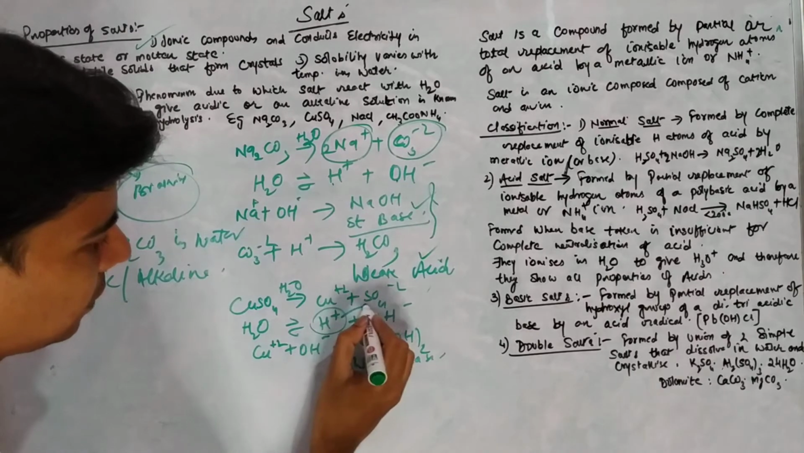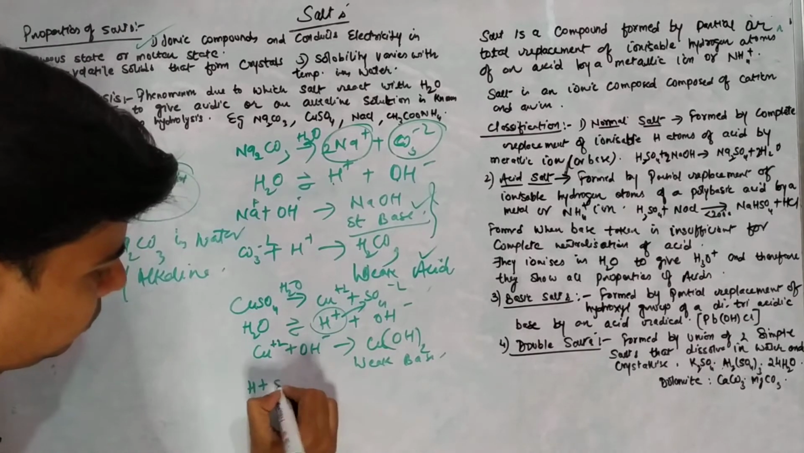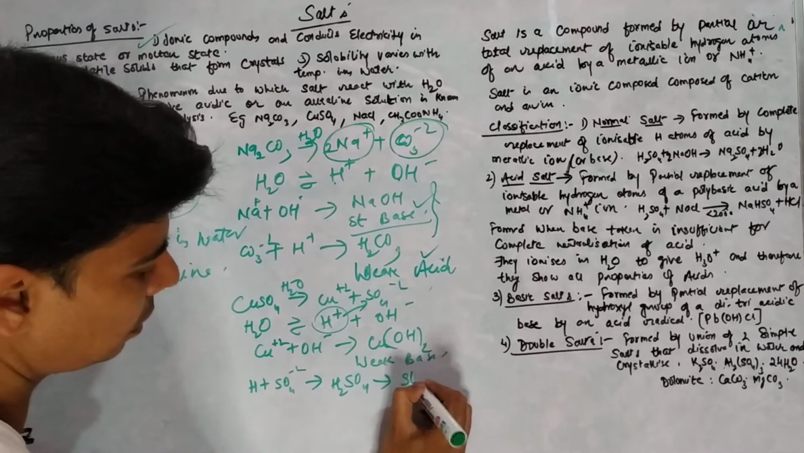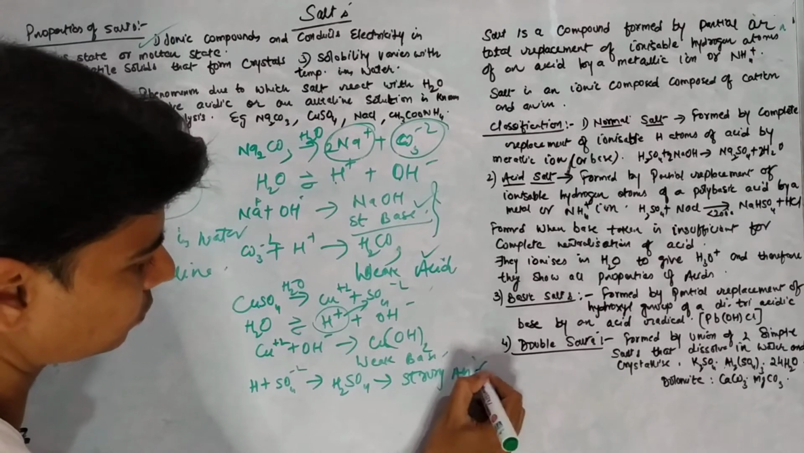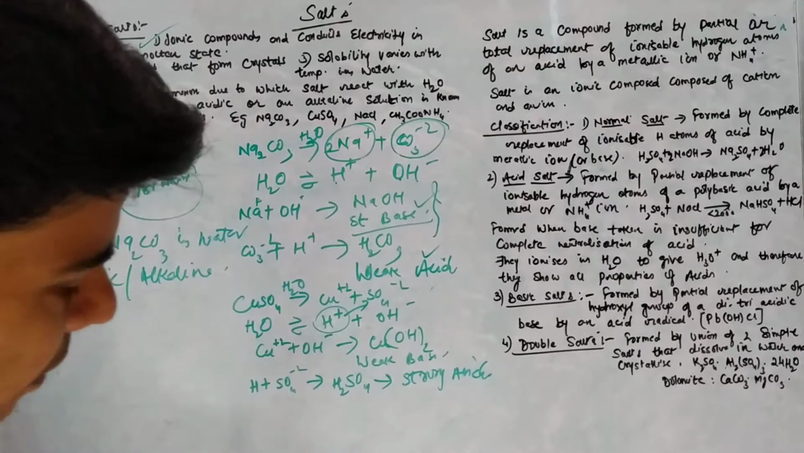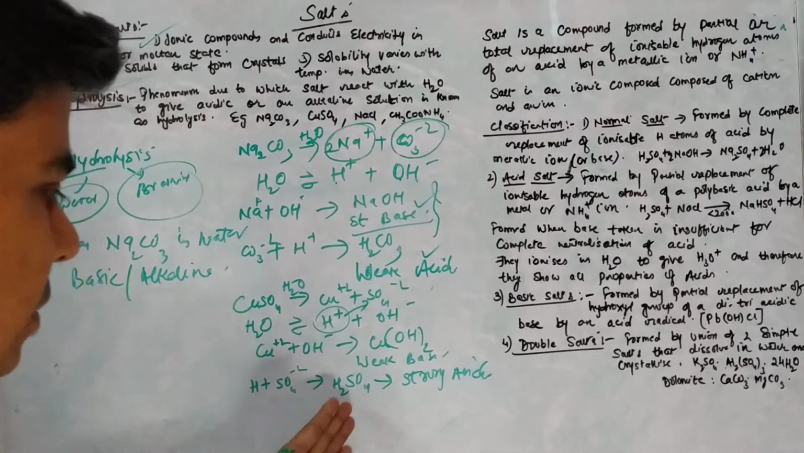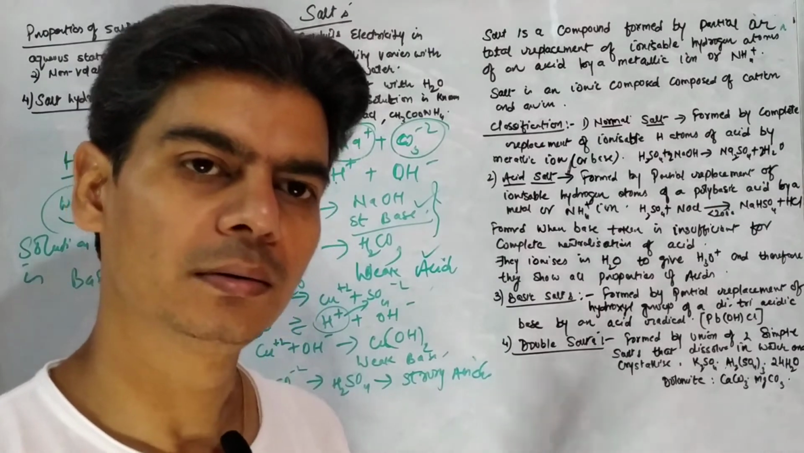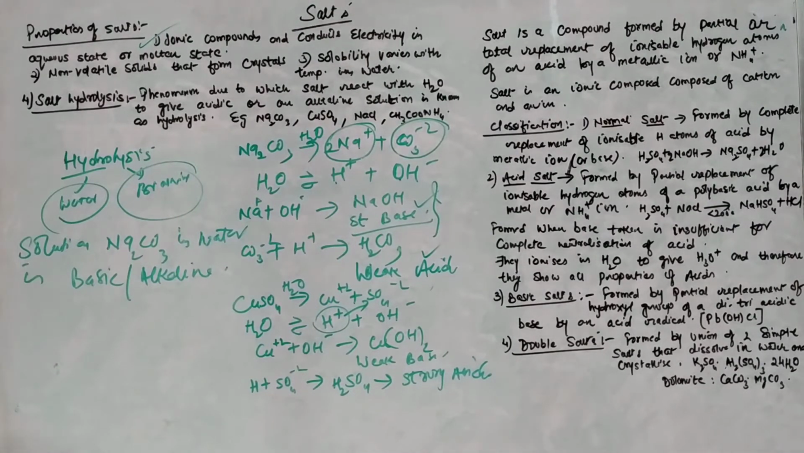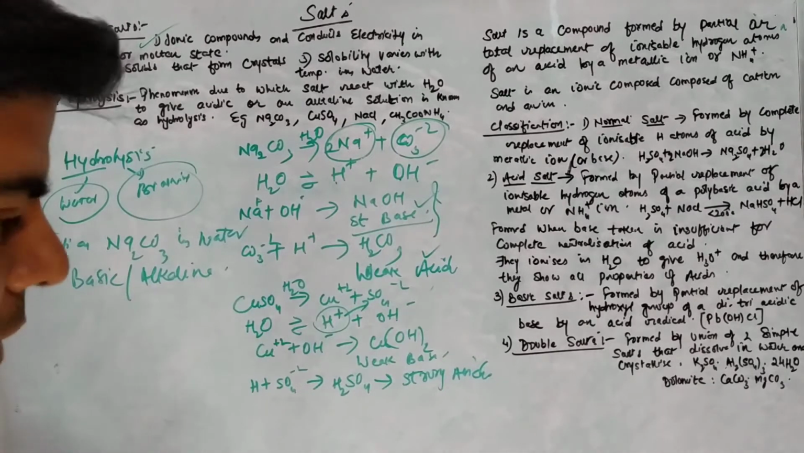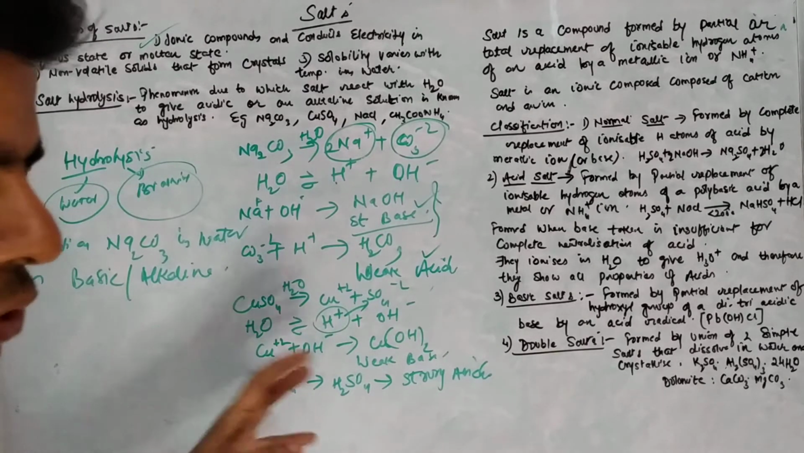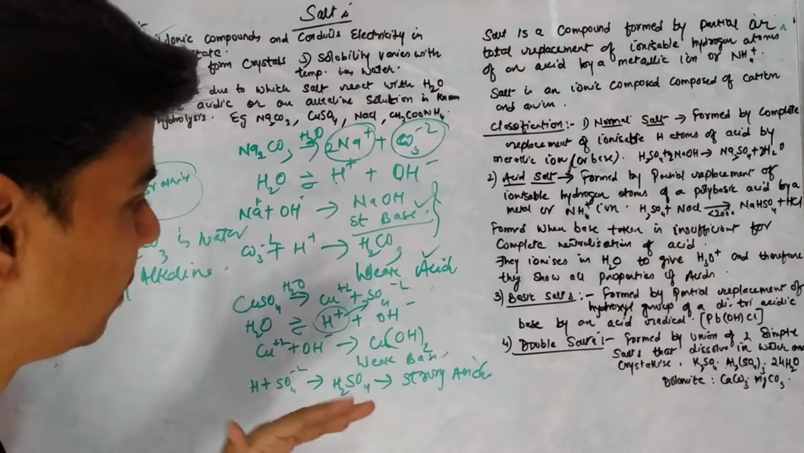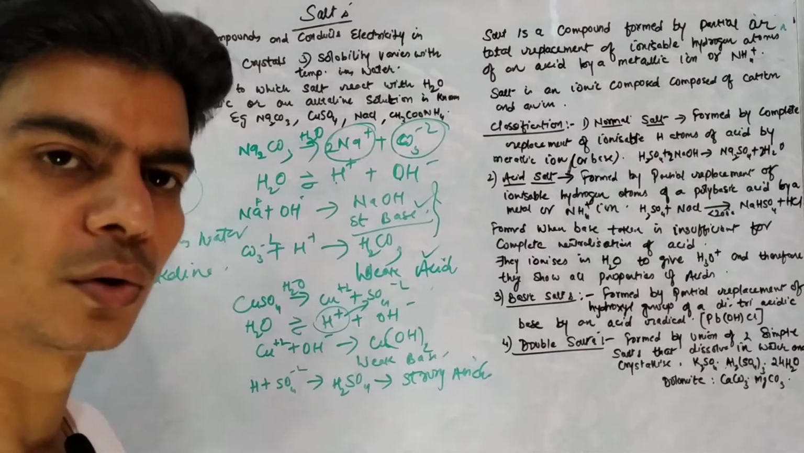Similarly, hydrogen will react with sulfate to form sulfuric acid. This we know is a strong acid. So this solution would be acidic. Why? Because it resulted in a strong acid, so the solution would be acidic. So this entire phenomenon, due to which the solution of salt became basic in the first case and acidic in the second case, is known as salt hydrolysis.